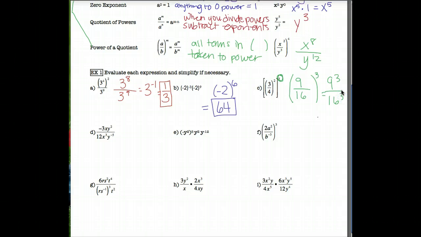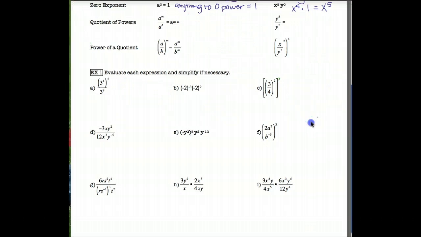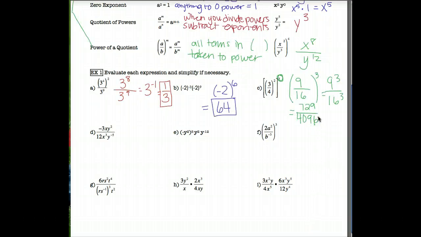So 9 to the third power is 729. 16 raised to the third power is 4,096. Now you would probably want to see if that would simplify, but even with the help of your graphing calculator, they have 0 common factors, nothing in common, so there's nothing else we can do there. 729 over 4,096.